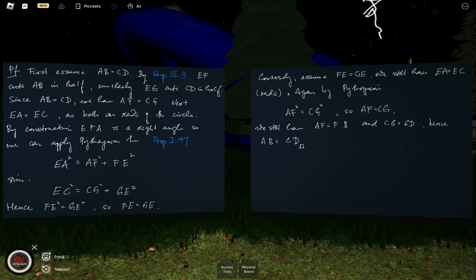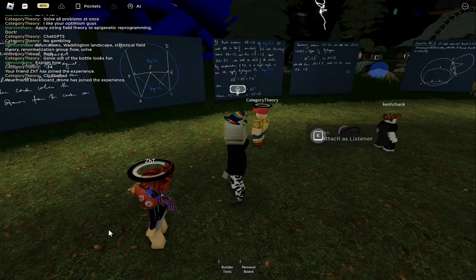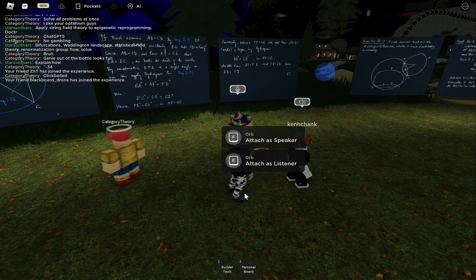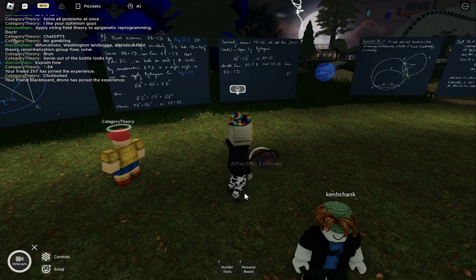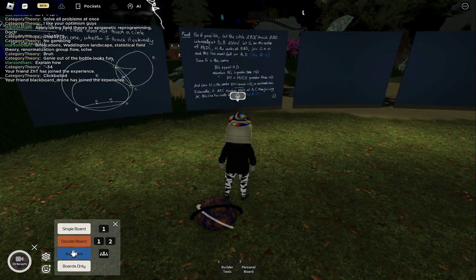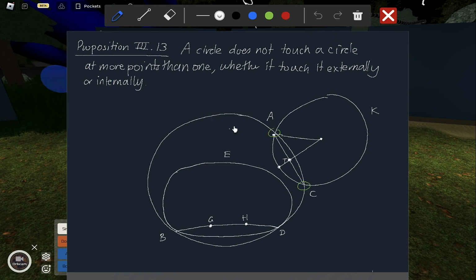All right. My iPad's taking a moment to get in. That's the end of the proof, right? Yeah, that's it. That's the end of the proof. I put that square, probably should have put it at the end of the line instead of here. Okay, I'll attach a speaker.